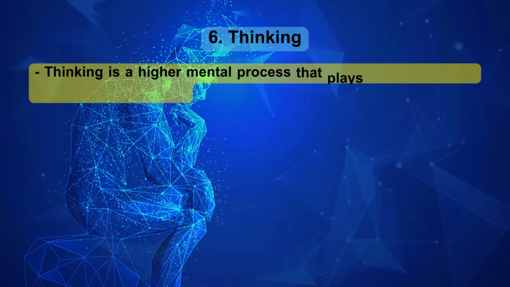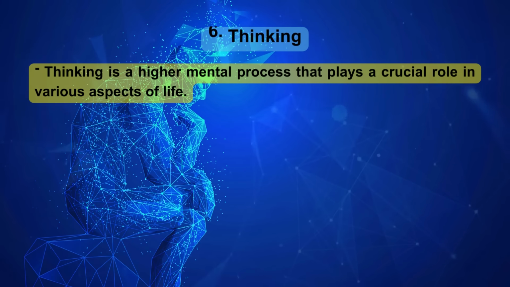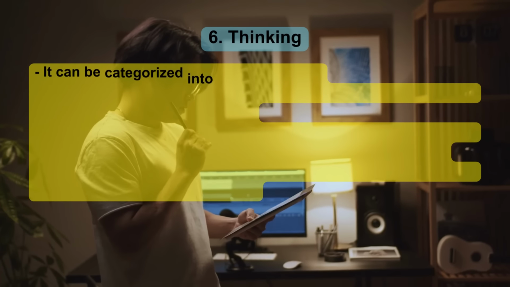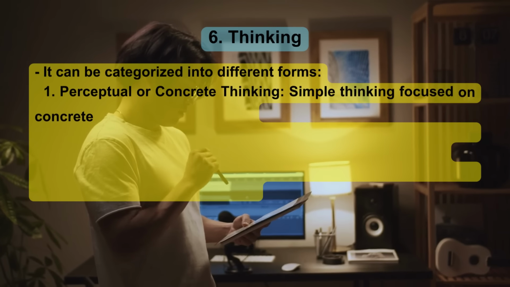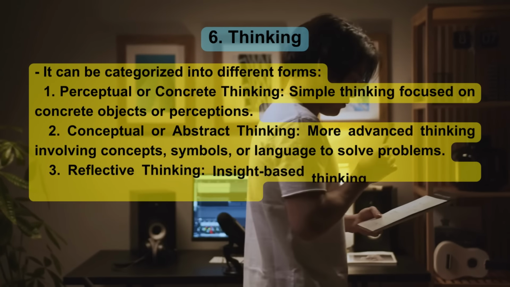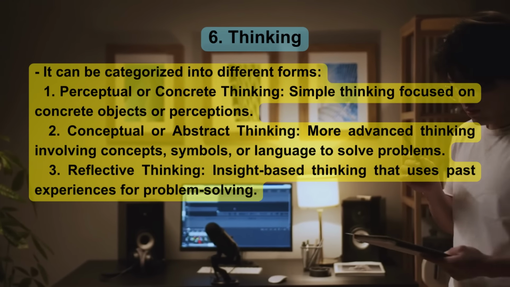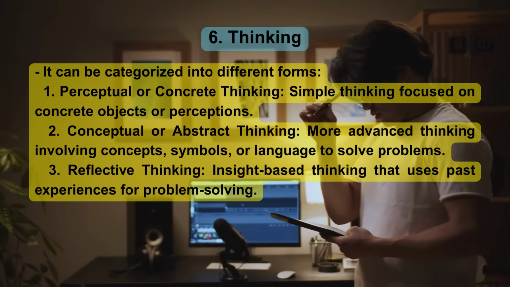6. Thinking. Thinking is a higher mental process that plays a crucial role in various aspects of life. It can be categorized into different forms. 1. Perceptual or concrete thinking. Simple thinking focused on concrete objects or perceptions. 2. Conceptual or abstract thinking.